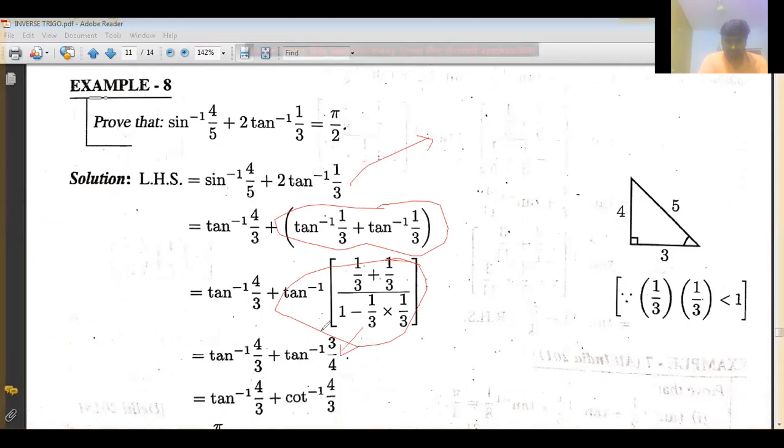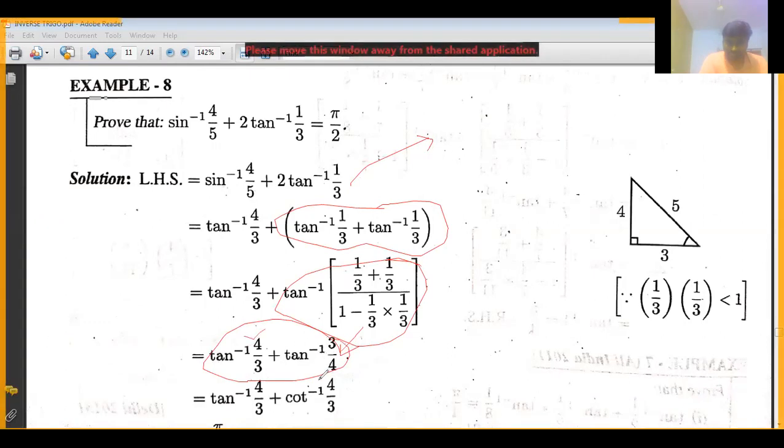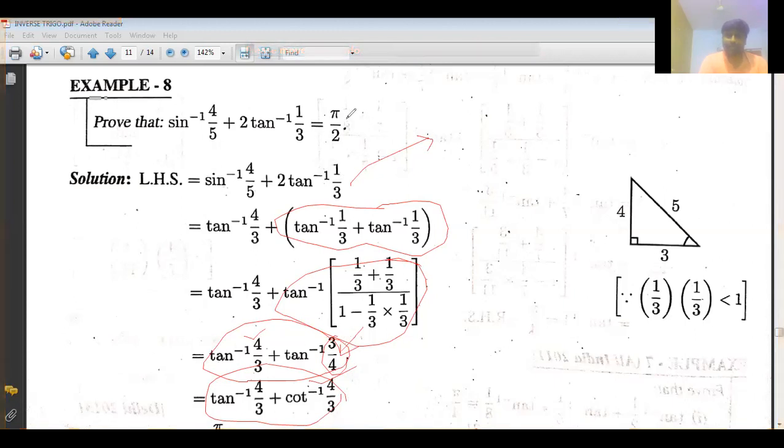So now finally you observe these two. Tan inverse of 4 by 3, first term as it is. Second term, can I write cot inverse of 4 by 3? Tan inverse of 3 by 4 means cot inverse of 4 by 3. That means what is this form? Tan inverse of x plus cot inverse of x. Property we have discussed. Tan inverse of x plus cot inverse of x is pi by 2. First only we can identify.